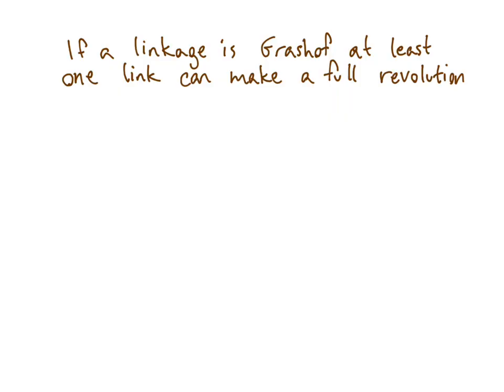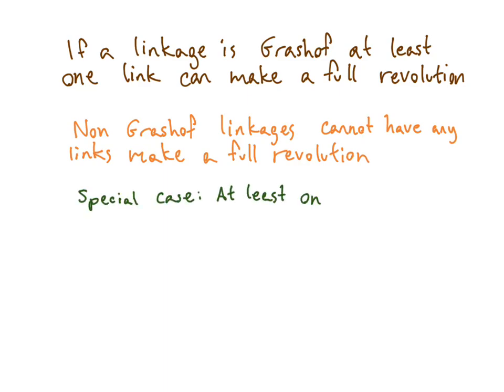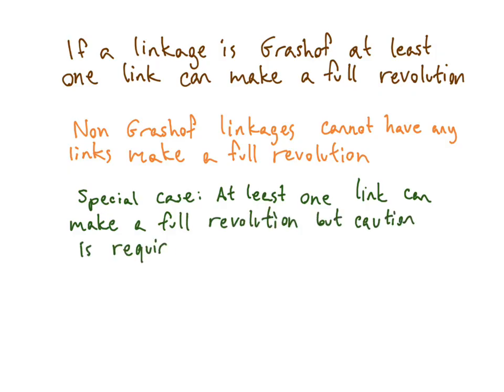Now, if we have a non-Grashof linkage, none of the links can make a full revolution. And that's going to be something that we'll have to work around if we're trying to use them. We're going to get to that in a future class. Finally, we have our special case, in which at least one link can make a full revolution, but we have to be careful because there can be some repercussions.